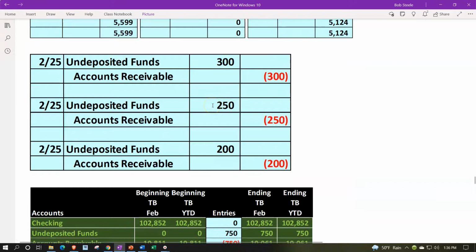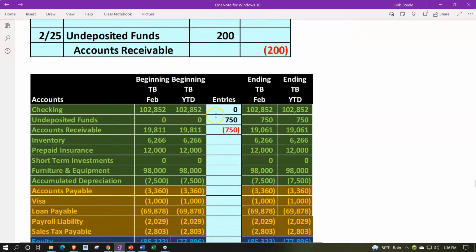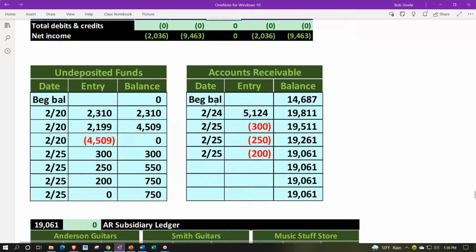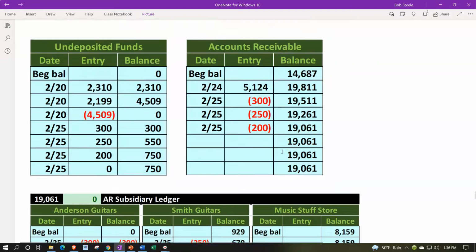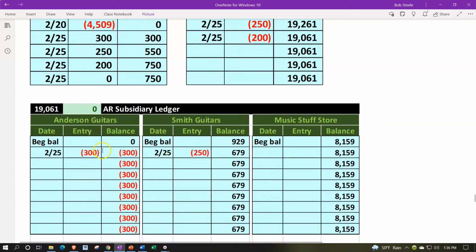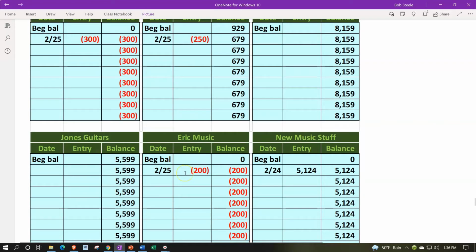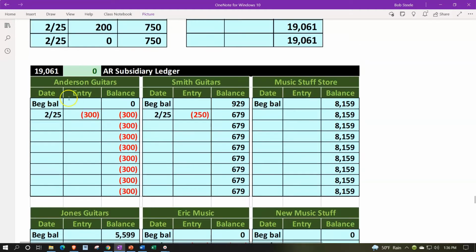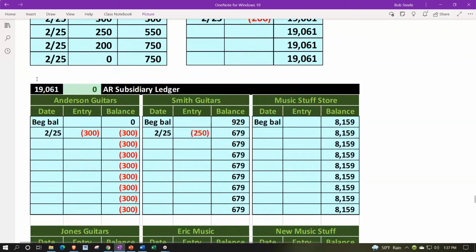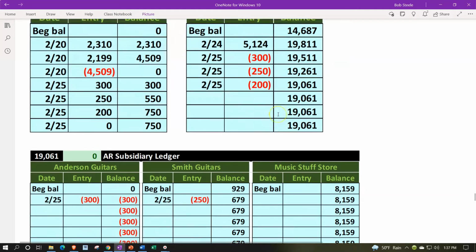If we did this 2 more times, same kind of concept here. We did the same thing for 3 customers, and then the undeposited funds, we got the 300, the 250, the 200 went up to 750, and then the accounts receivable for the 300, the 250, and the 200 went down to the 1961. So now we got these 3 customers, Eric Music, Smith Guitars, and Anderson Guitars, which all have these negative amounts that aren't tying out to any invoices. And that adds up to the 1961 for all of our customers, which ties out to the accounts receivable general ledger.